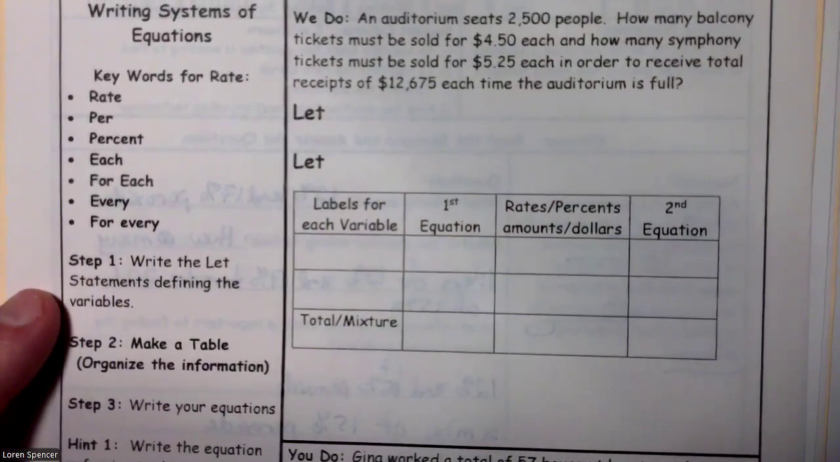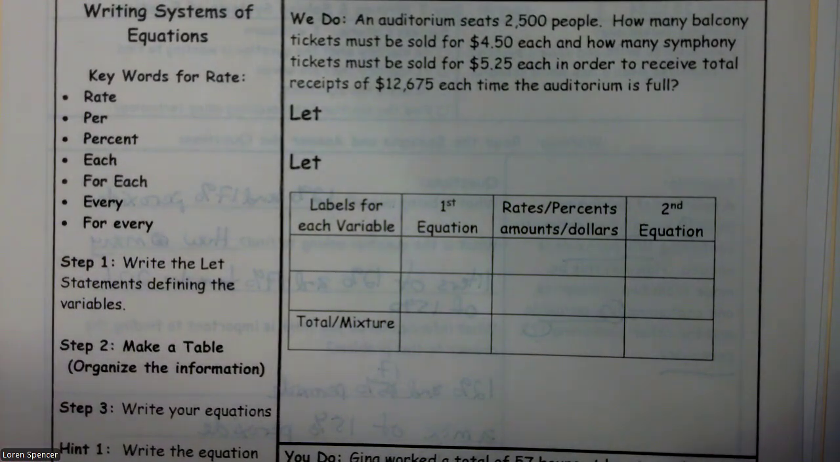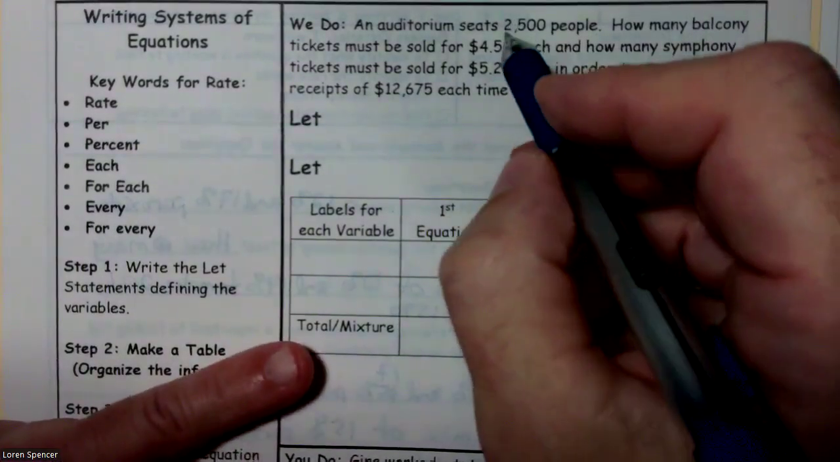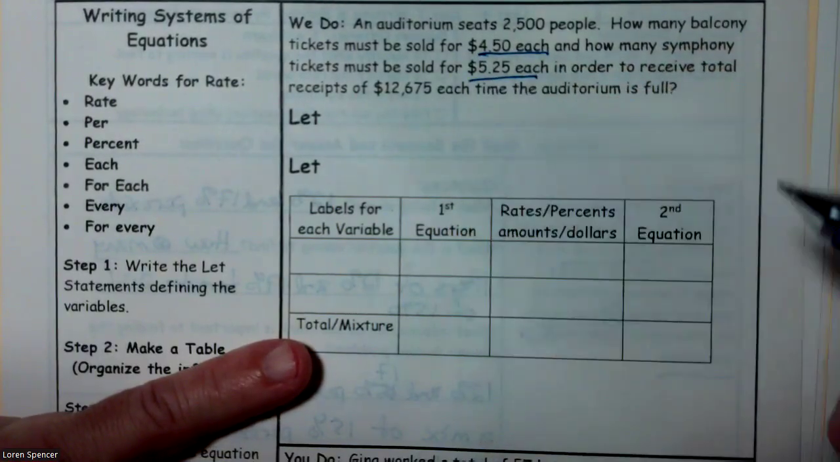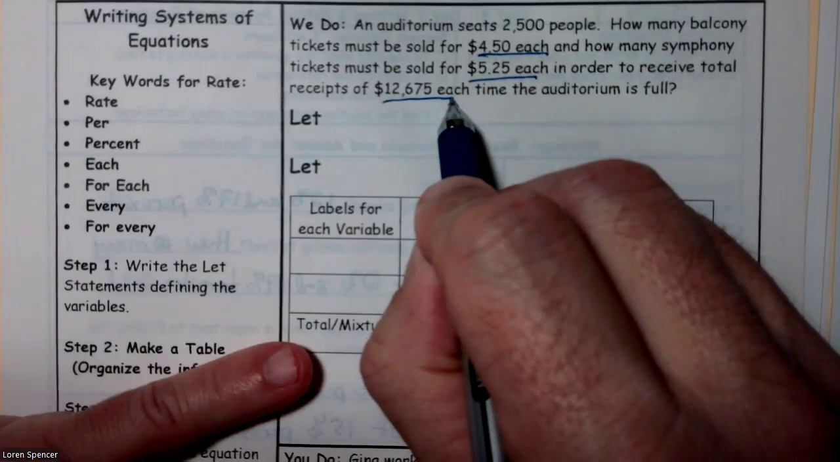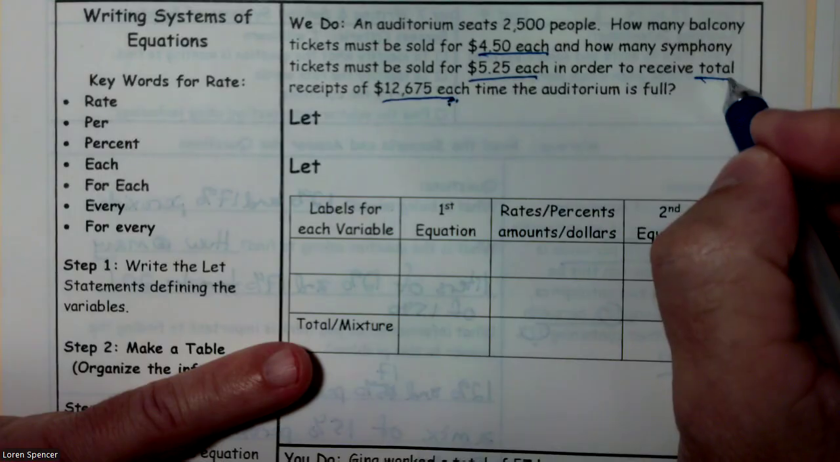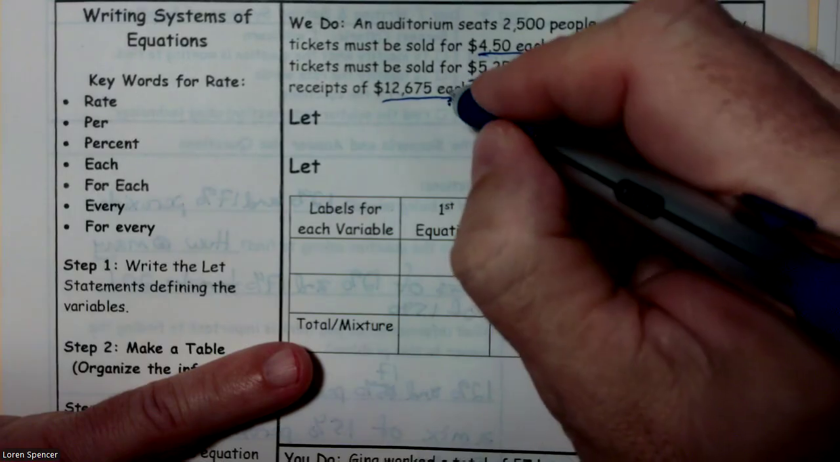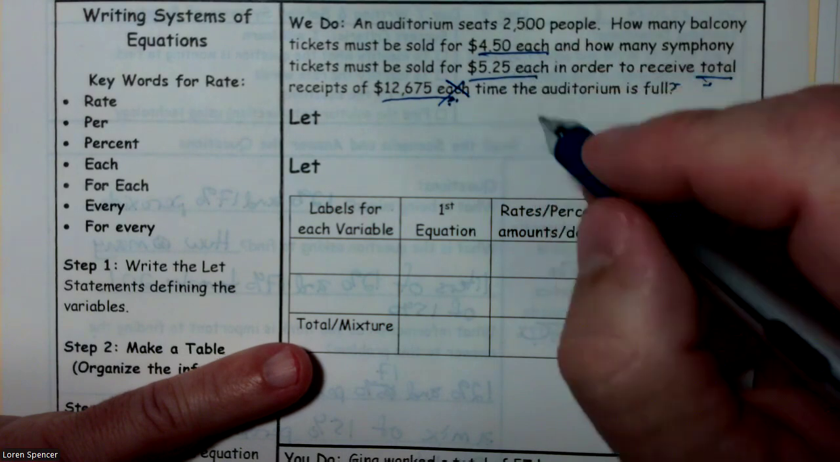We're going to be a little bit different here in that instead of having 3 rates, we're going to have 2 rates. An auditorium seats 2,500 people. How many balcony tickets must be sold for $4.50 each, and how many symphony tickets must be sold for $5.25 each in order to receive total receipts of $12,675? So first off, let's identify our rate words, and our rate word is each. Now, it's possible this is a rate word because it's also an each, but this says total, so this is a total amount, so that's not what we're looking for. So these two are my rate words.